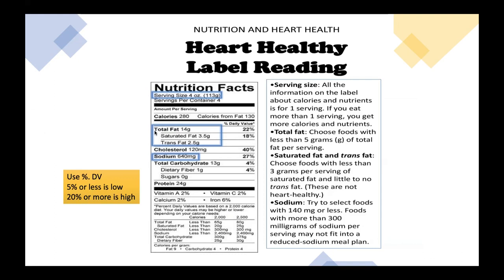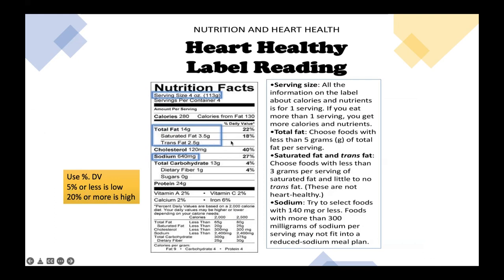So read the ingredient list on the label. If a food contains partially hydrogenated oil, then it has some trans fat. And it's also wise to have food which is low in sodium. You can also check or use percentage daily value. If it's 5% or less, it means low, or if it's 20% or more, it means it is high.